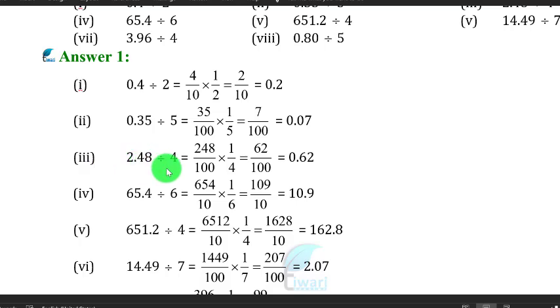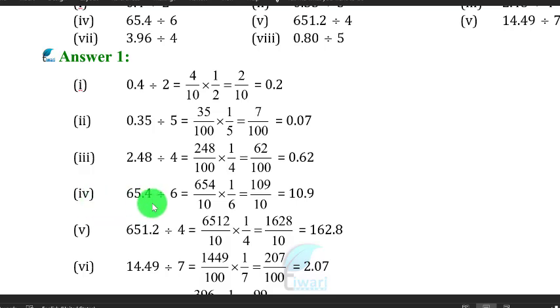2.48 divided by 4. So 2.48 means 248 by 100. Inverse of division is multiplication. The reciprocal of 4 is 1 by 4. So we can cancel here: 4 ones are 4, 4 sixes are 24 and 4 twos are 8. So we got 62 as numerator. 62 into 1 is 62, and the denominator will be 1 here because we took 4 ones are 4. So 100 into 1 is 100. 62 by 100 means 0.62. Next we move to question number 4 here.